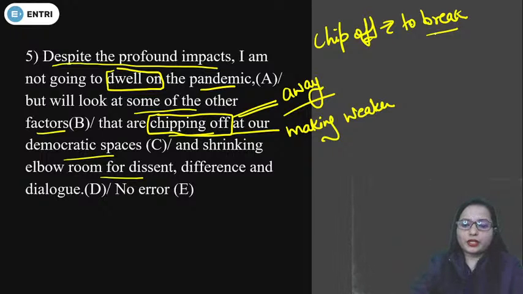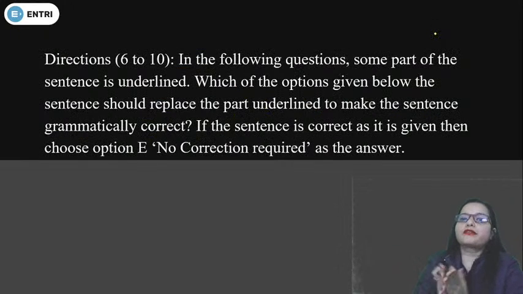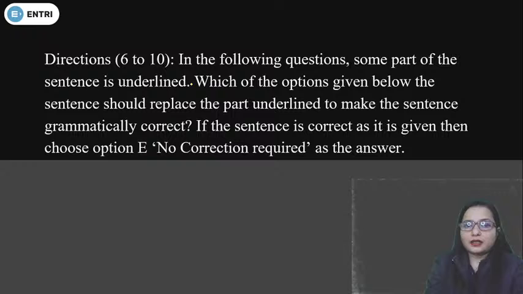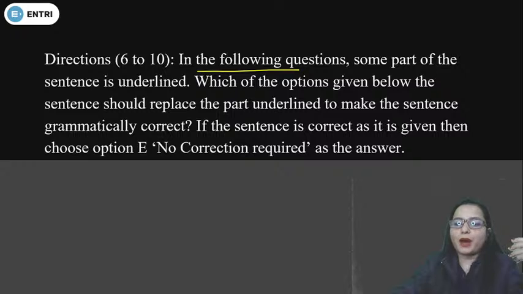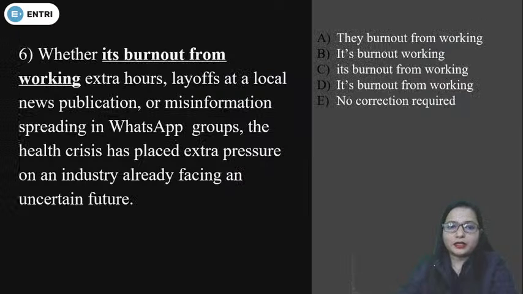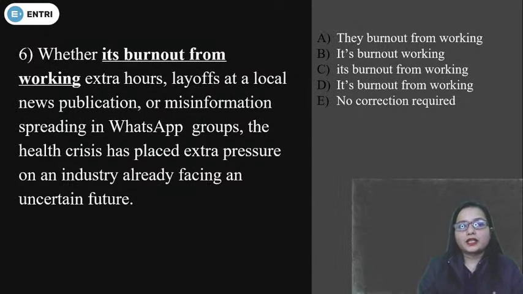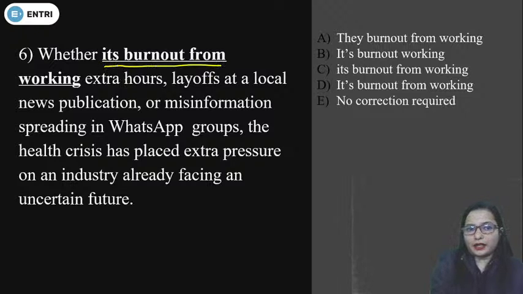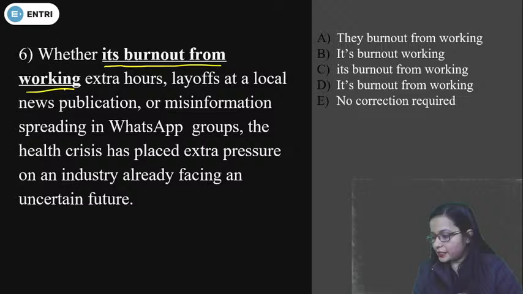Okay, now the next question we have is based on different question papers. The direction for the 6th to 10th questions is like this: in the following questions, some parts are underlined. You simply need to tell the examiner where the problem is. If you can correct the sentence, then choose any of the options. Other than that, you have to choose simply no correction required, right? So the question is here: whether it's burnout from working hours. As you can see, this part is underlined.